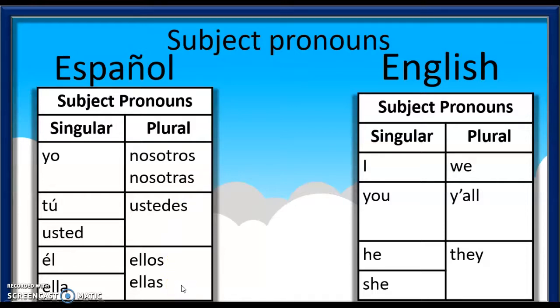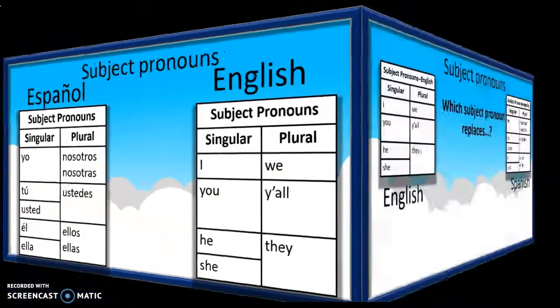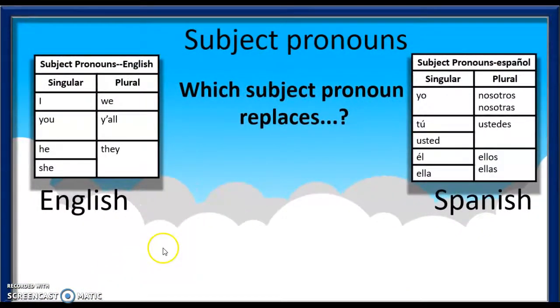Remember, the ones that end in as in Spanish are for only females, groups of females, and the ones that end in os are for groups of either all males or a mixture of males and females. So now let's do some practice.